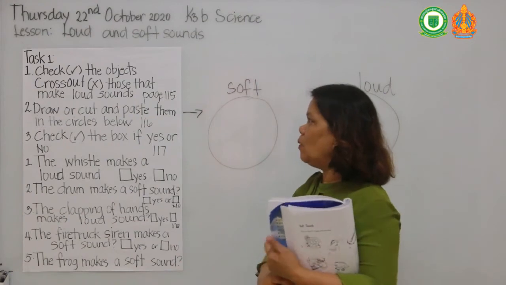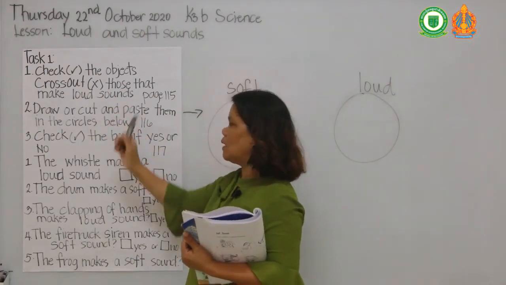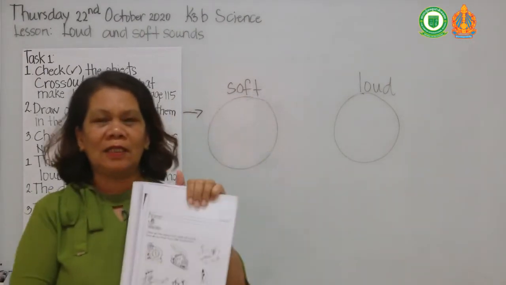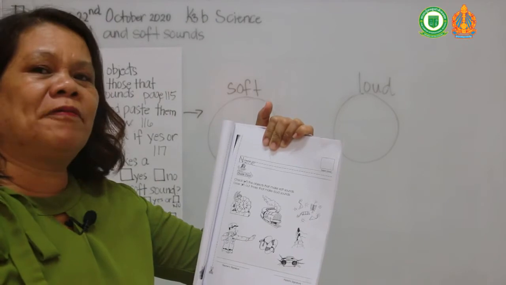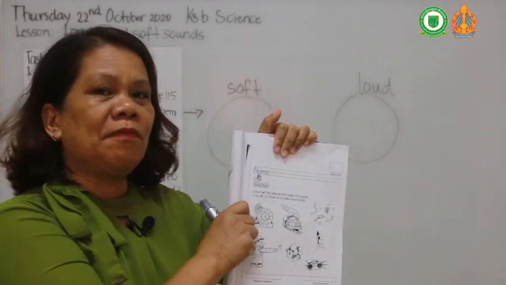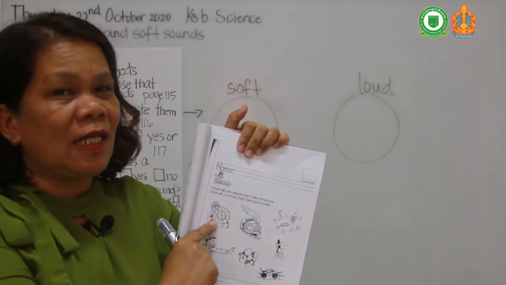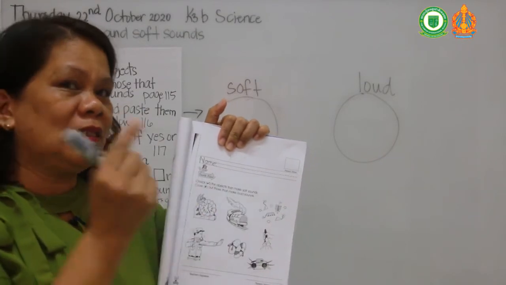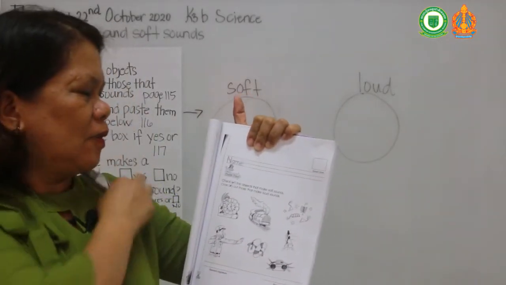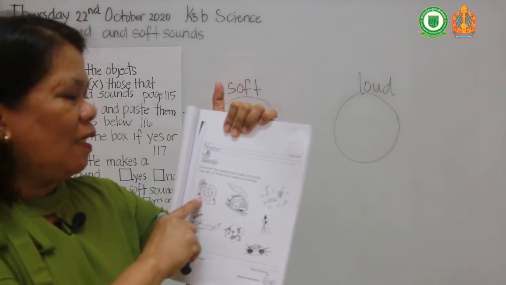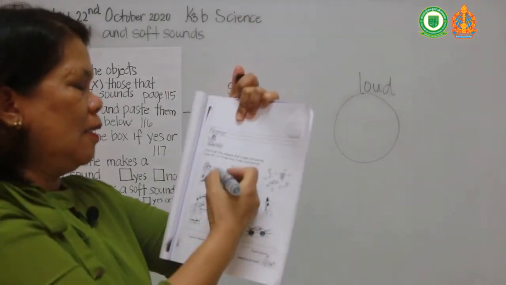For task number 1, you're going to check the objects, or cross out those that make loud sounds, at page 115. So look at the pictures here. You're going to check the objects that make soft sound. What are the objects that make soft sound? For example, clock. Can a clock produce a loud sound or a soft sound? Soft means small. Loud means big or very loud. So, for example, if these objects make a soft sound, you're going to check.